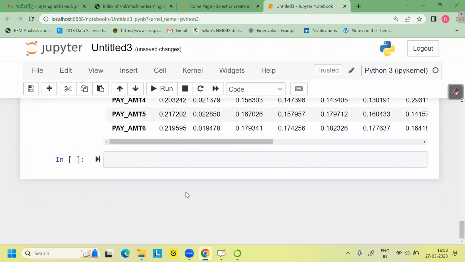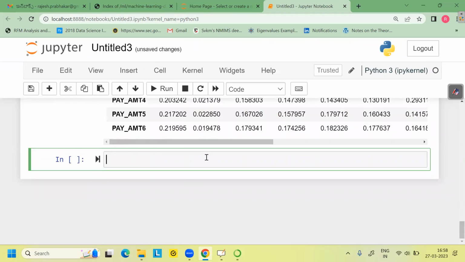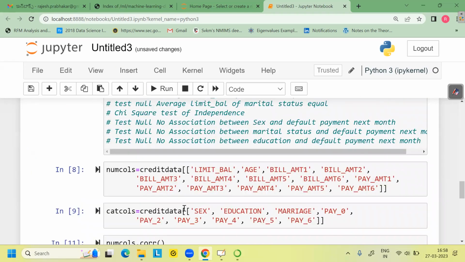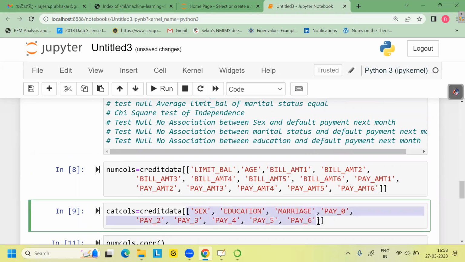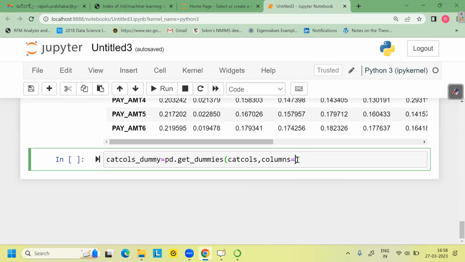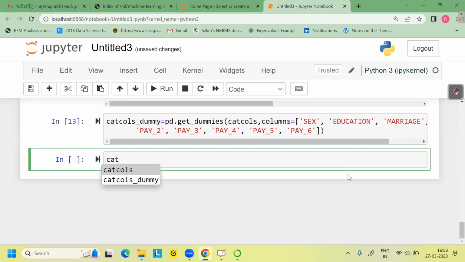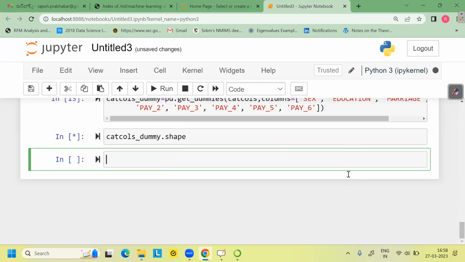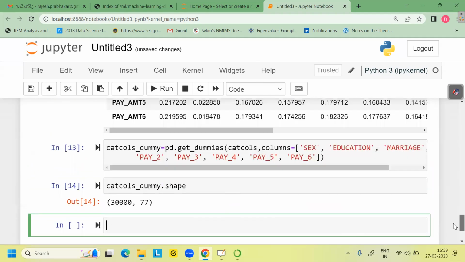Then we'll split the data. Now, what we have to do is dummy encode the cat cols. cat_cols_dummy is equal to pd.get_dummies, columns is equal to the names of the columns. Copy them from single square bracket to single square bracket, Control C, and paste them here, Control V. Then check cat_cols_dummy.shape to see how many columns we got. 77 dummy columns it created.